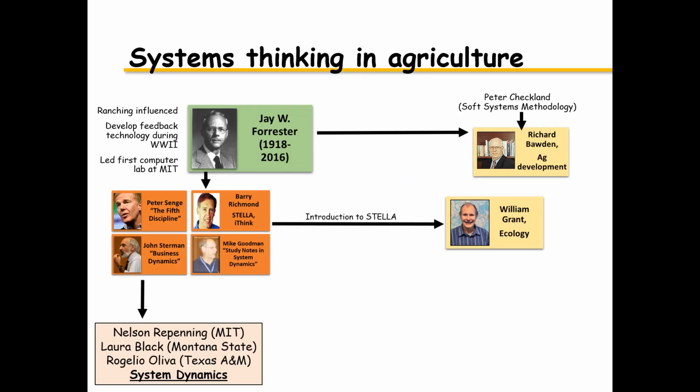Another person I've been fortunate to work with is William Grant from Texas A&M, who was a rangeland ecologist by training. He got a hold of Barry Richmond's Introduction to Stella, and that changed his world. He later became very influential in the ecological modeling world, and I've been fortunate to see his work and get to know and interact with him. He's written at least a half dozen books on applying this in rangeland settings, wildlife populations, watershed management, and so on and so forth.